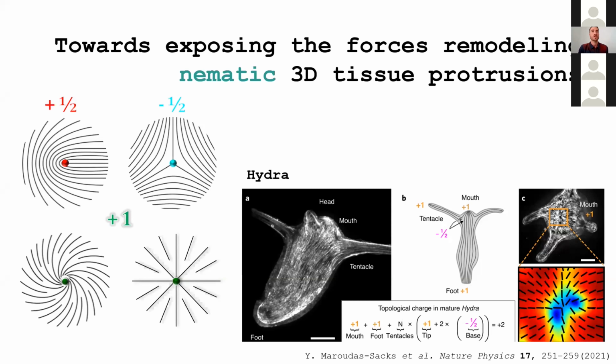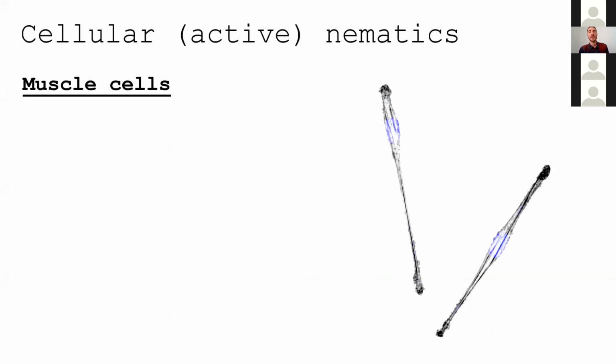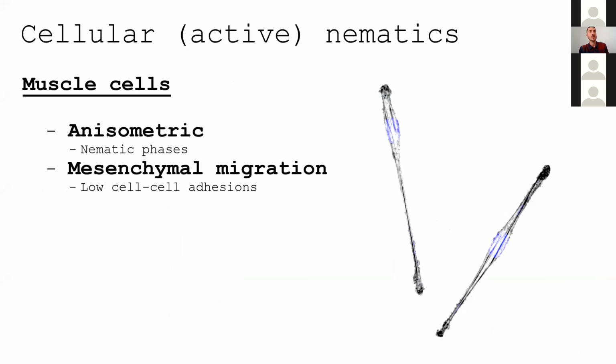So this was our obsession. Our obsession was to prepare nematic tissues that could feature these integer topological defects. And to do this, we used these muscle cells, which as you see are really anisometric. So they will give rise to nematic phases. They perform mesenchymal migration, meaning that the cell-cell adhesions are really low and they slide one past each other when they are in monolayers. And they are highly contractile, so we picked very strong cells.